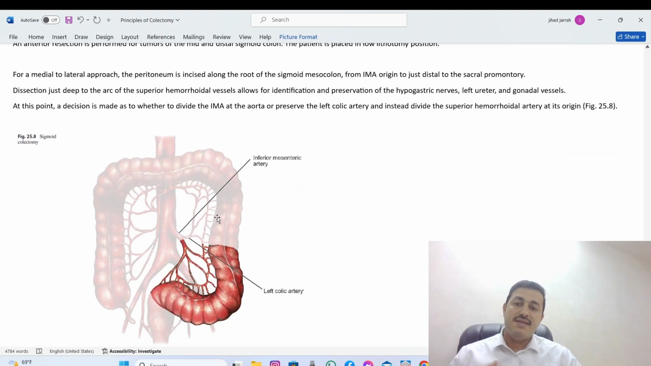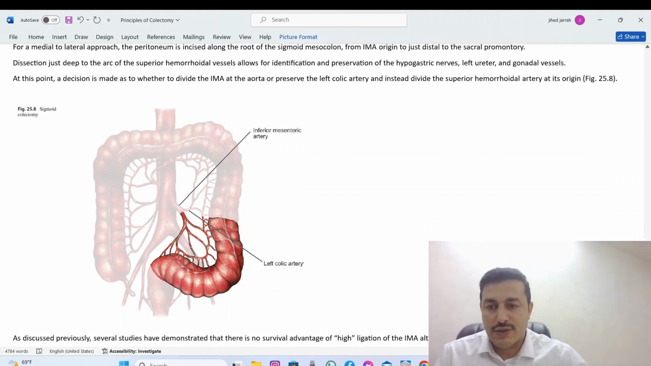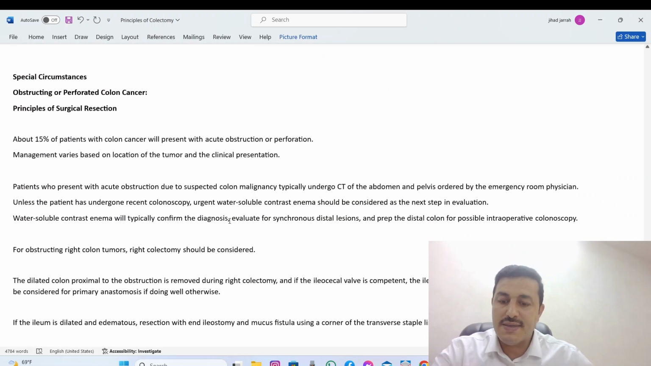So let's summarize it again. Sigmoid: we have proximal sigmoid, formal left hemicolectomy, better for lymphatic harvesting. If we are talking about mid and distal sigmoid, we go to anterior resection, or what we call sigmoid colectomy. Okay, some special circumstances.